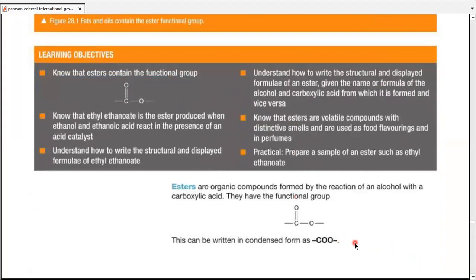Let's first define what an ester is. An ester is an organic compound which is formed by the reaction of an alcohol and a carboxylic acid. They have this functional group, COO. This is also written as this. This is the first functional group for you, which you will find a single bond sign before the functional group and after the functional group, which means this functional group must come in the center of the organic substance. Let's prove how it comes as a center, right?